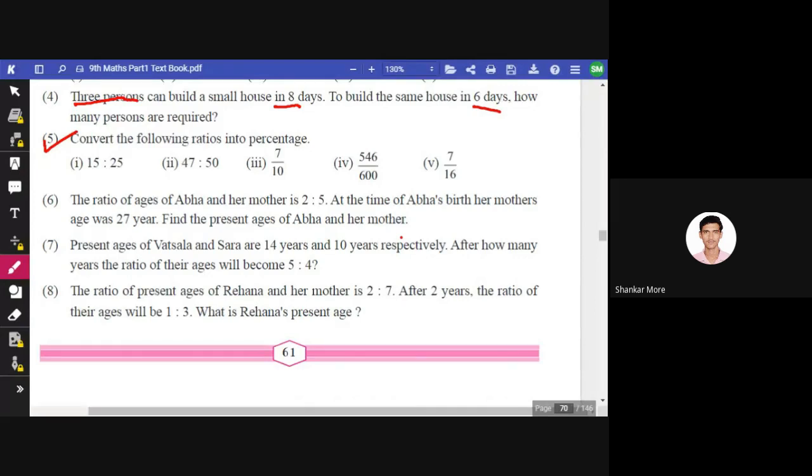Okay, so which are these two numbers? These two numbers are 18 and 45. 9 twos are 18, 9 fives are 45, right? So 18 would be the age of Abha and 45 would be the age of her mother. Okay, so this is how we can calculate it. I hope you get it.